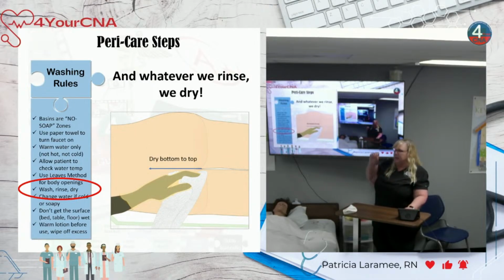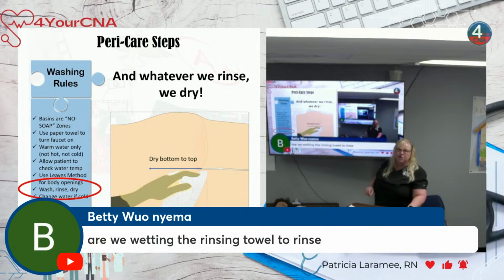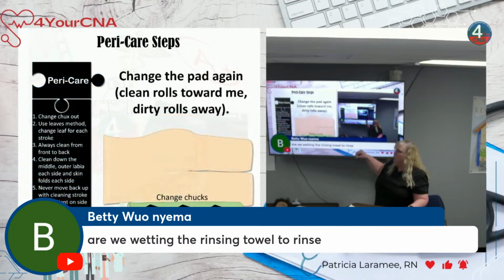Now we've got a clean butt. So we're going to change that pad out one more time. So we end the skill with a clean butt on a clean pad for the next 2 hours.